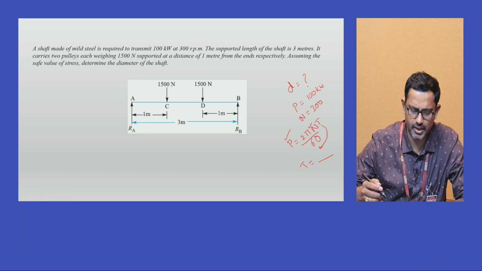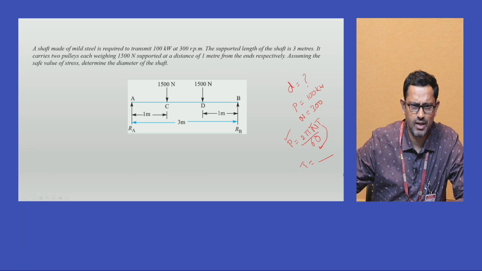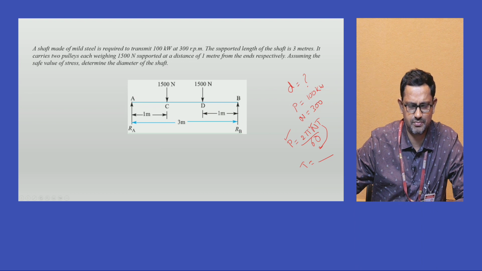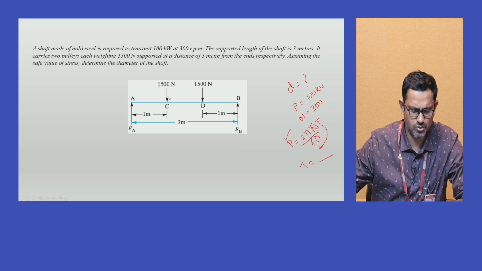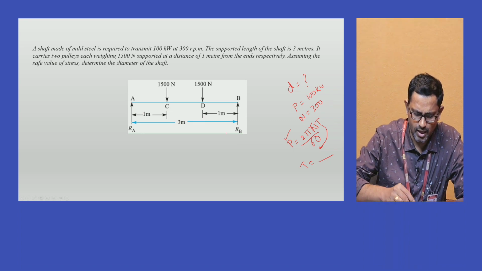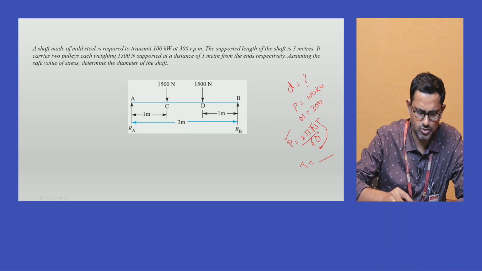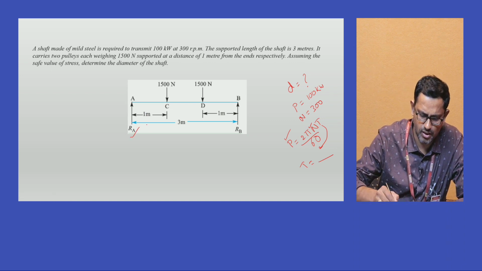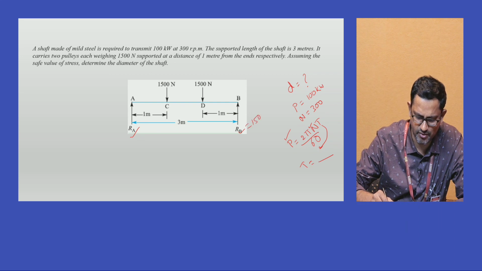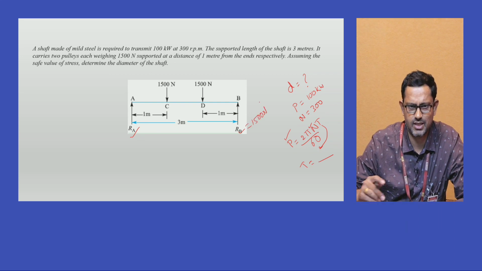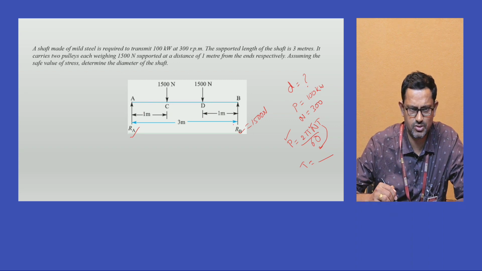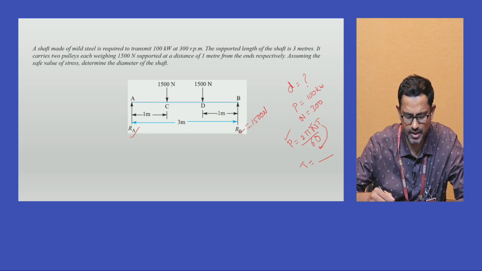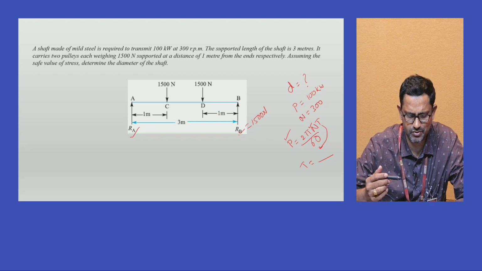Now coming to the bending moment, how do we calculate it? The shaft is subjected to 1500 newtons load from both the loads. So the bending moment will be RA into this 1 meter. Since it is a simply supported beam, RA is equal to RB. How can we write it? RA plus RB is equal to 3000. From that equation we will get RA is equal to RB is equal to 1500.